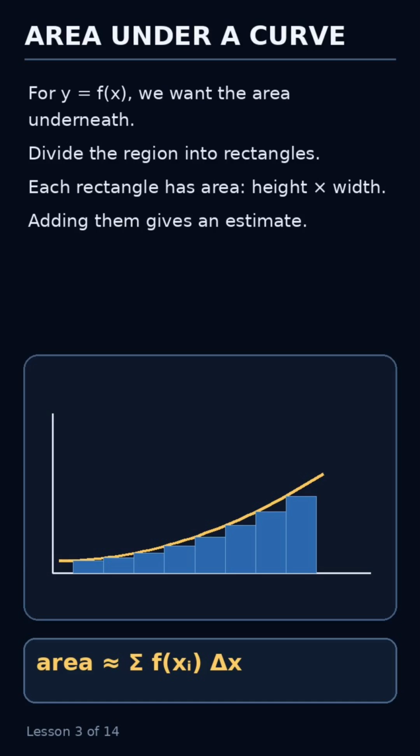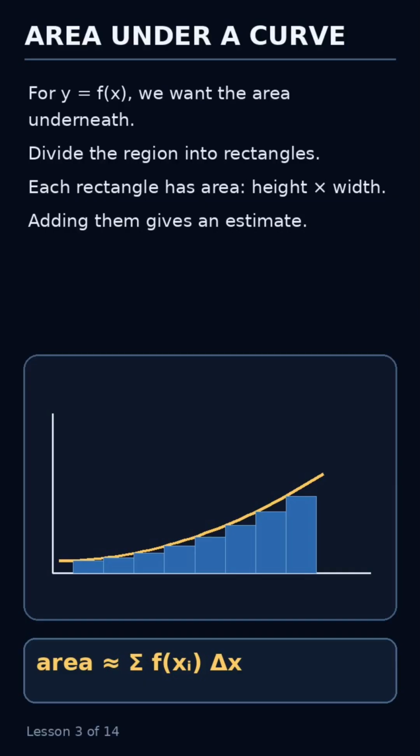We can divide the region into many small rectangles. Each rectangle has a very simple area. Its area is height multiplied by the width. So if we calculate the area of the first rectangle, then the second, then the third, and keep adding them. The rectangles will not fit the curve perfectly, so our answer is only an approximation.